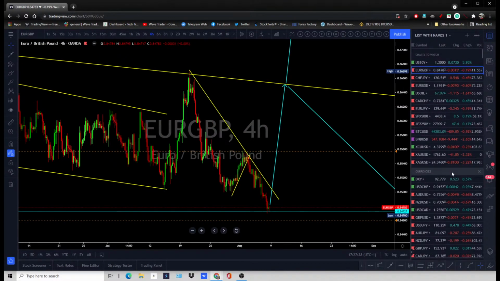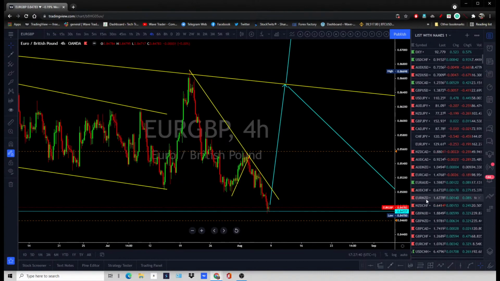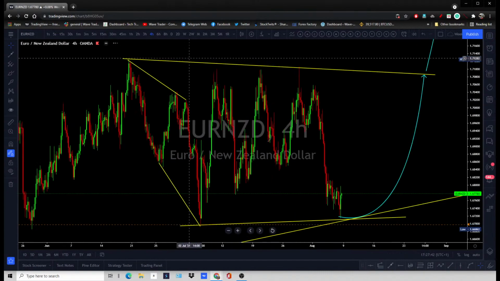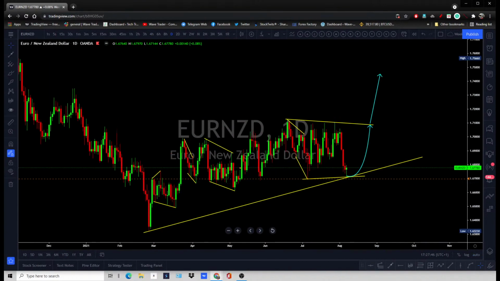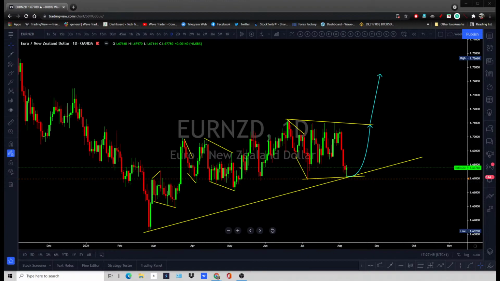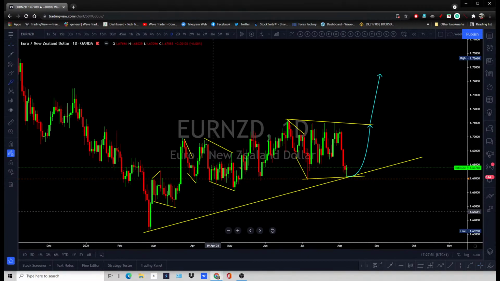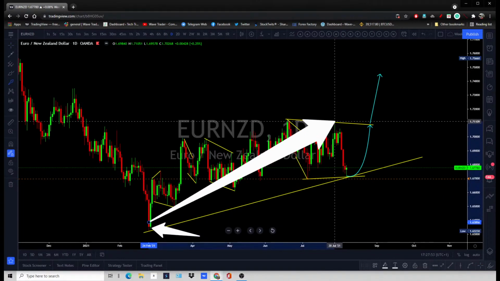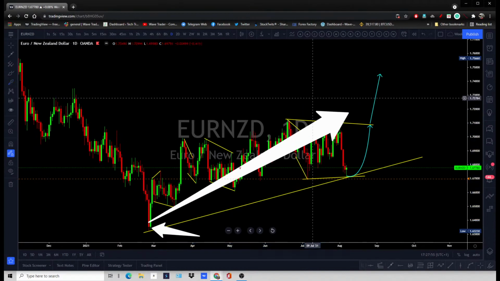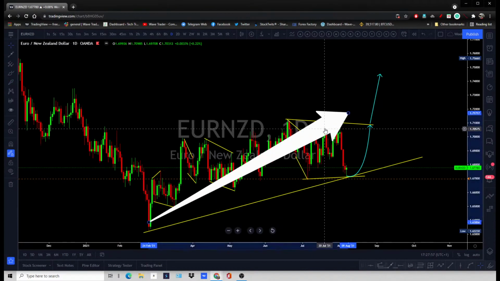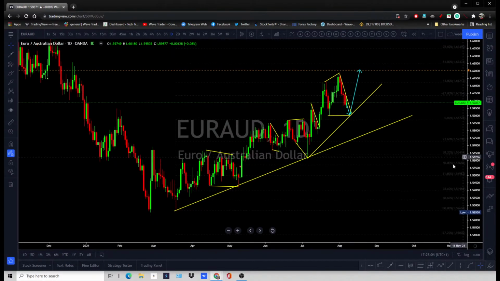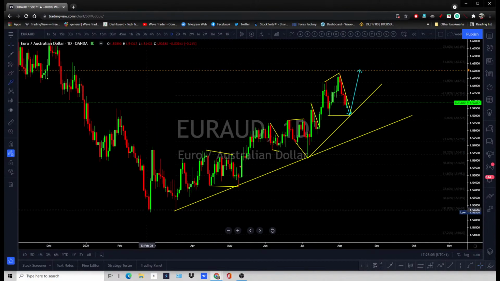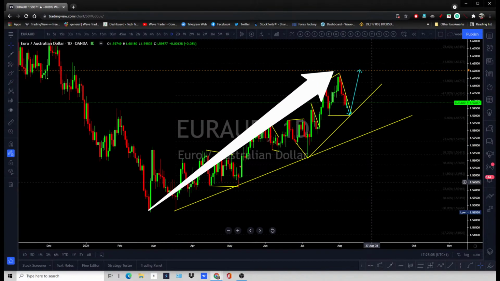If I compare this chart with another chart, let's say the Euro New Zealand dollar, you've got a big move over there already on this chart from March. A big move already appeared on the Euro New Zealand dollar. Or if I compare that chart with the Euro Australian dollar chart, you have already seen a big move over there on the Euro Aus.